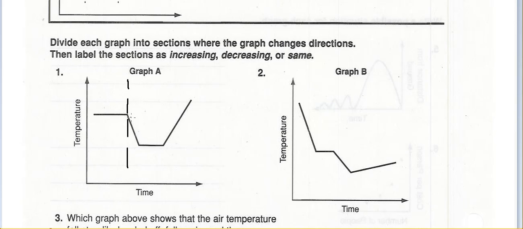There, it's flat, then it goes down, then it goes flat, and then it goes back up. Well, let's see here. We're supposed to label it as increasing, decreasing, or the same. This one's going down, so it has to be decreasing. This one's the same. And then this one is increasing.